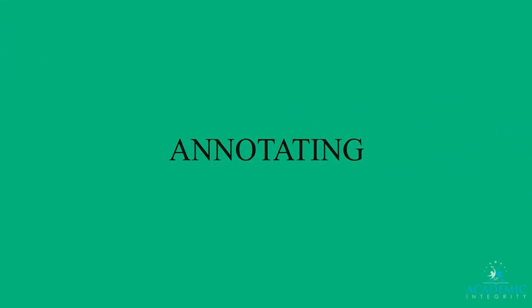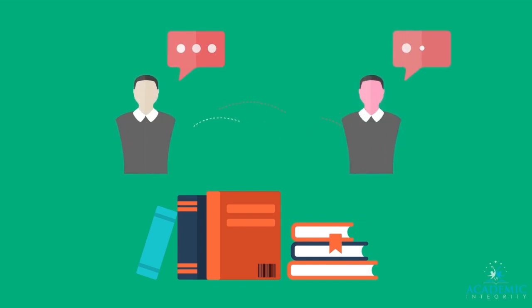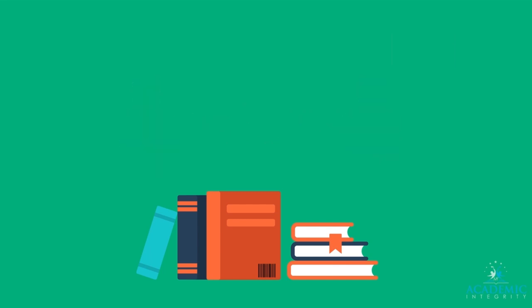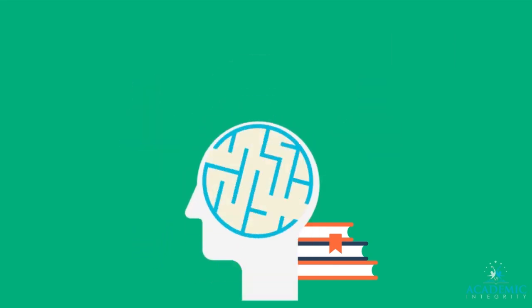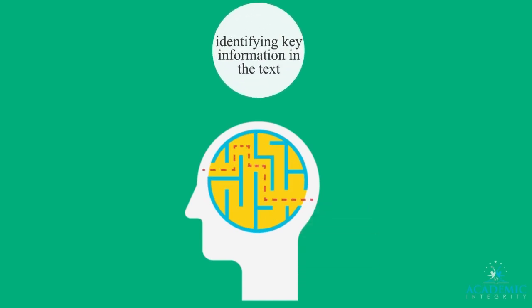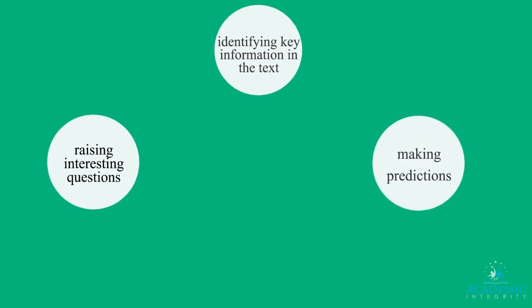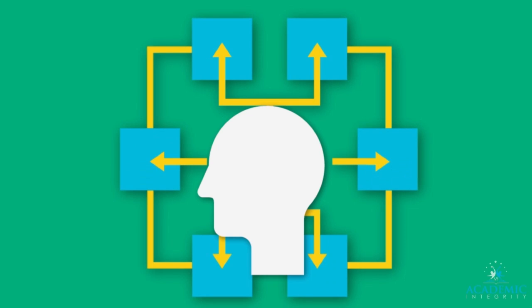Annotating. Reading a scholarly text is an active process in which the reader is engaged in a dialogue with the ideas and arguments of the author. While reading, you are expected to perform a variety of cognitive and critical thinking tasks, such as identifying key information in the text, raising interesting questions, and making predictions. With a strong annotation system, you're able to achieve a good understanding of complex text, save time, and are less likely to commit inadvertent plagiarism.